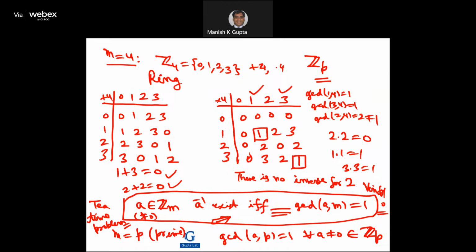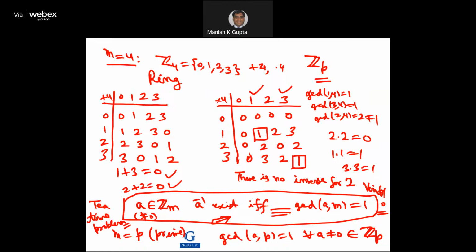Anyway, so Z4 is a ring, and now you can see the table with respect to addition is 0, 1, 2, 3. You can add everything and get the table. Why is it not a field? Because I'm checking whether every non-zero element has an inverse in Z4.